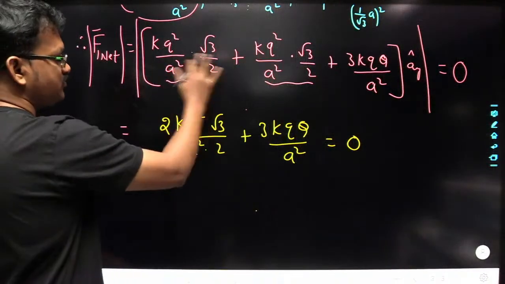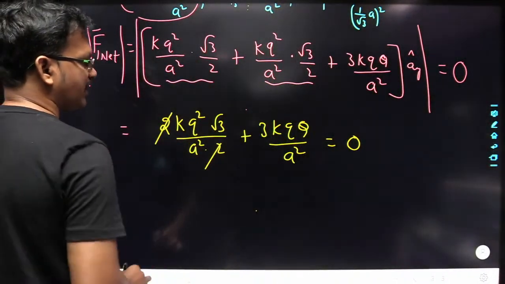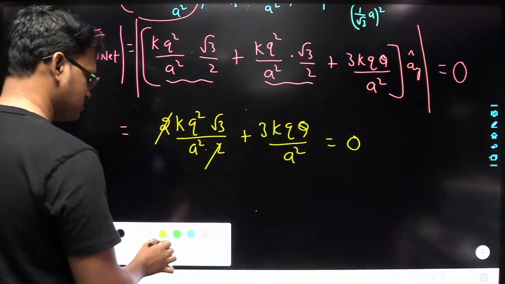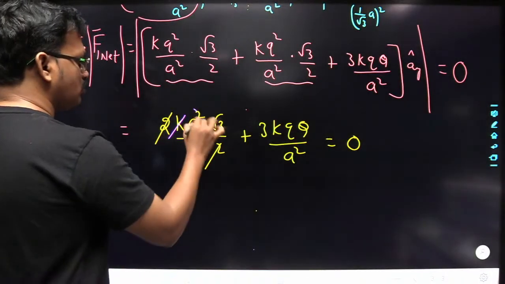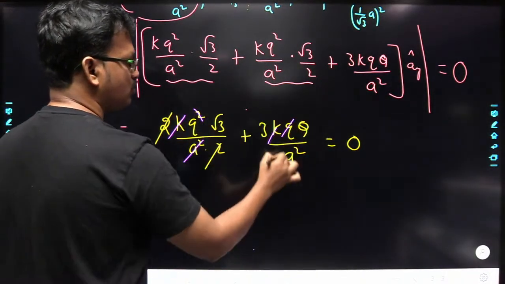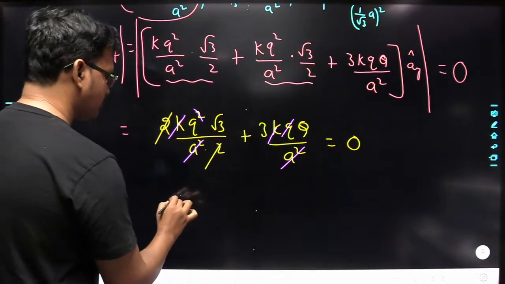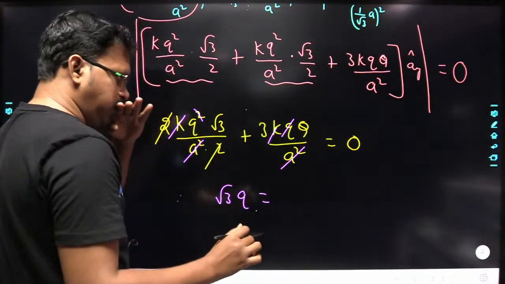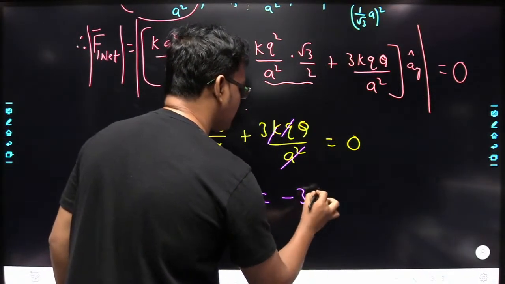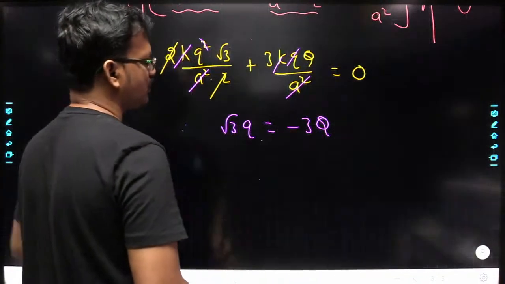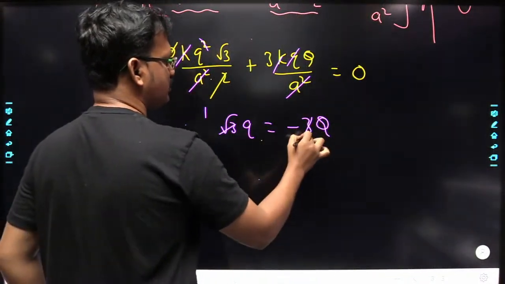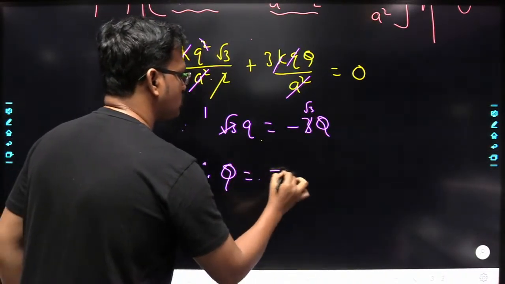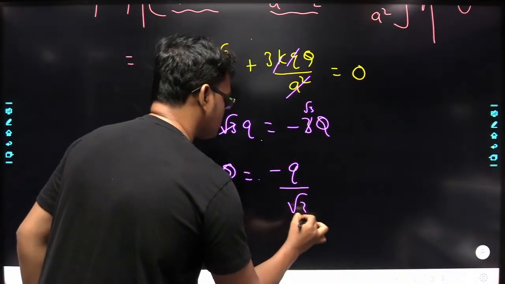So I have added up these two here, okay? So here 2 will get cancelled. Now here you can take K Q by A square common. So finally what is left out? Root 3 Q is equal to, sending this to the other side, minus 3Q. So here root 3 once, and here you will get root 3. Therefore capital Q is equal to minus Q by root 3.